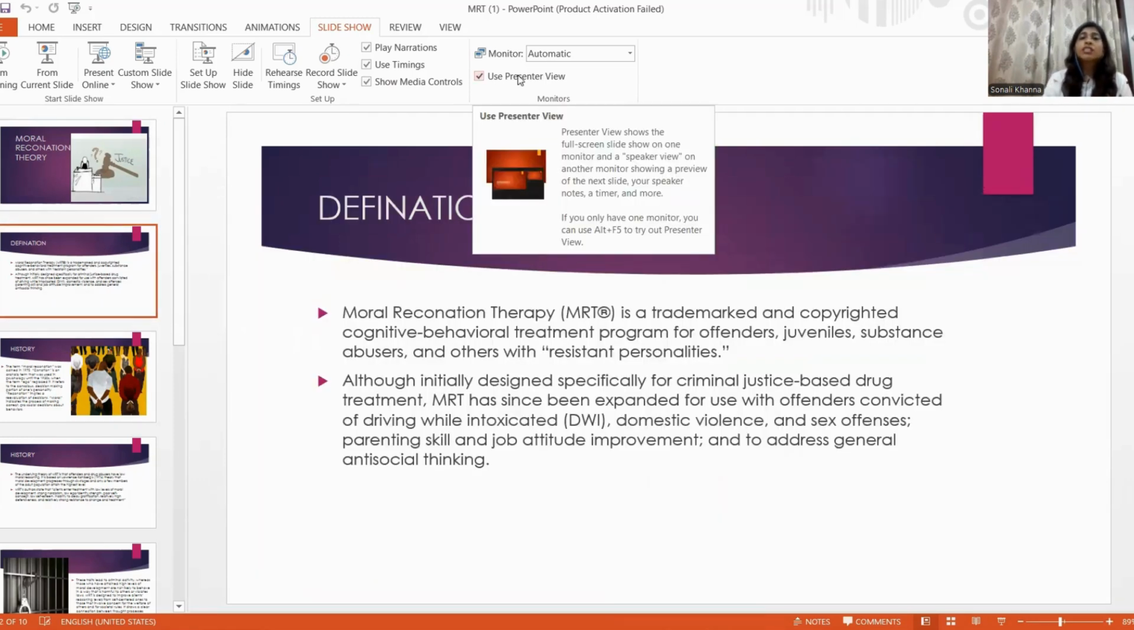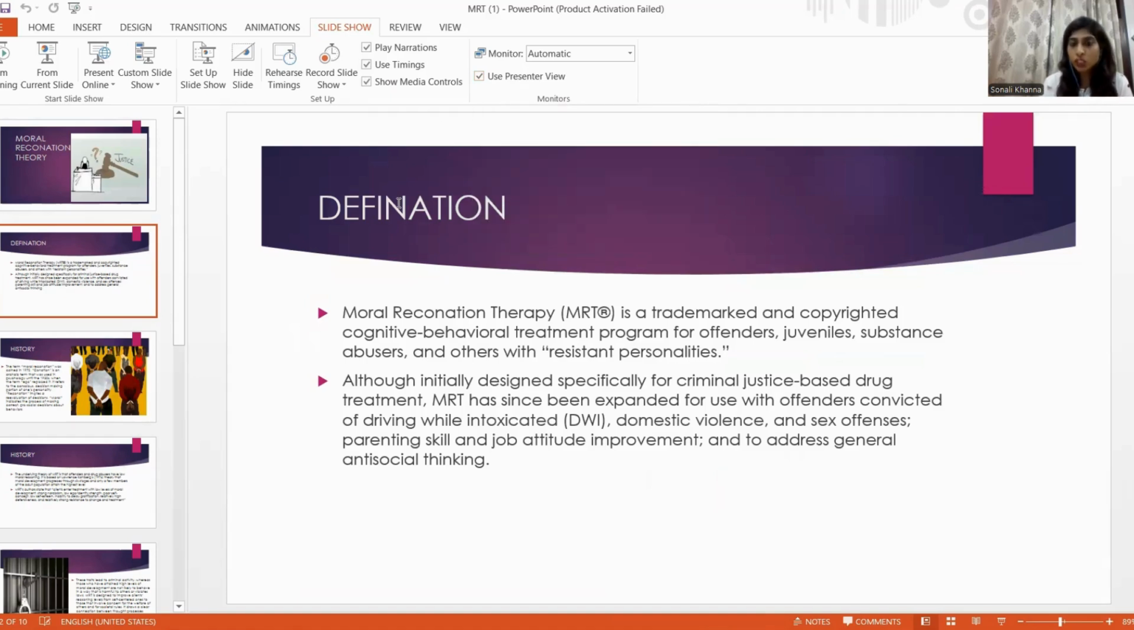Okay, so the definition. Moral recognition theory is a trademark and copyright cognitive behavior treatment program for offenders, juveniles, substance abusers, and others with resistant personalities. Although initially designed specifically for criminal justice based drug treatment, MRT has since been expanded for use with offenders convicted of driving while intoxicated, domestic violence, and sex offenses, parenting skills and job attitude improvement, and to address general antisocial thinking.